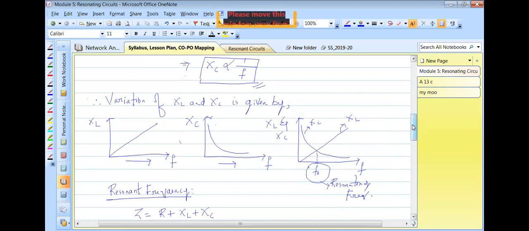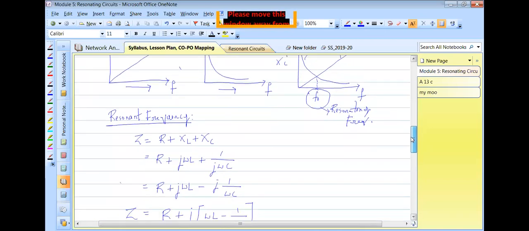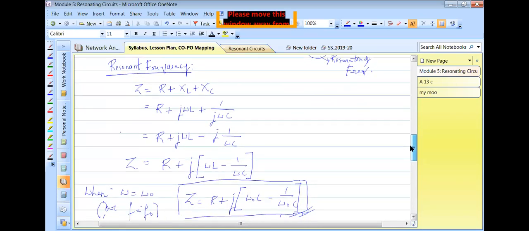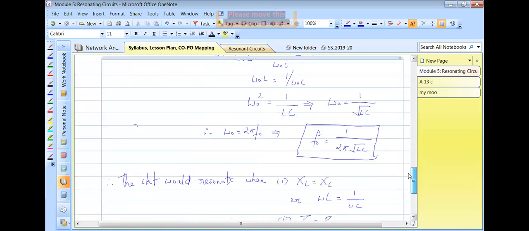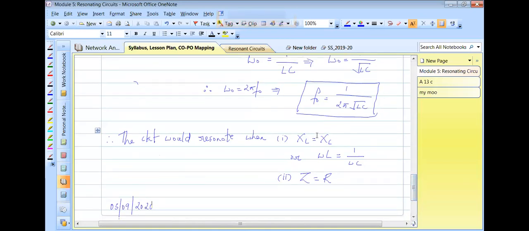And the frequency at which the reactances become equal is called the resonating frequency. And we also found out the equation for the resonating frequency by again considering the equation for the impedance. Understand that? Now we shall see another point here. We had summarized saying that when the circuit is resonating, the inductive reactance is equal to the capacitive reactance, or we can say the impedance of the circuit is R.